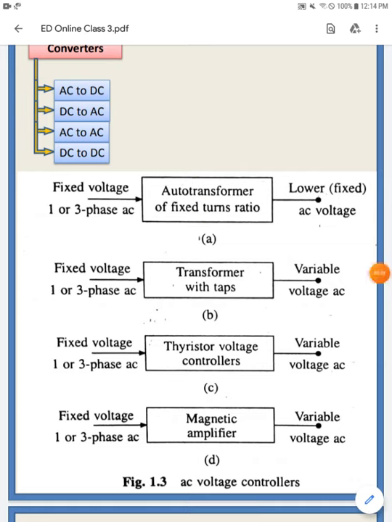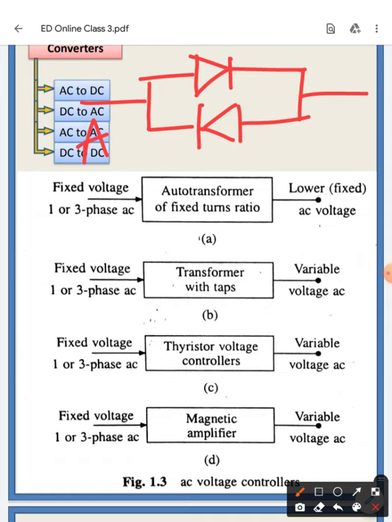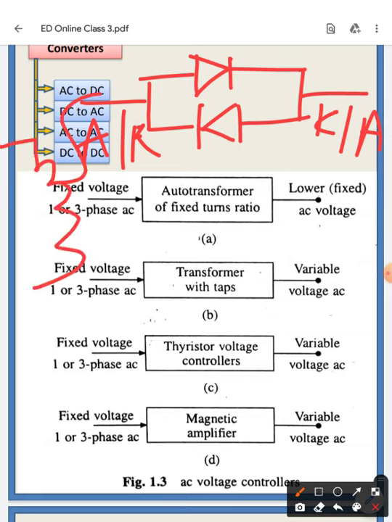which is called your thyristor voltage controller. You can also draw this figure in this way. So it is the anti-parallel connection that we discussed in the first class. So this is my anode or cathode, this is your cathode or anode. It should be connected to the transformer end. On the input side one transformer is there, so from the transformer you need to connect this, and at the output end we get the output voltage, right?